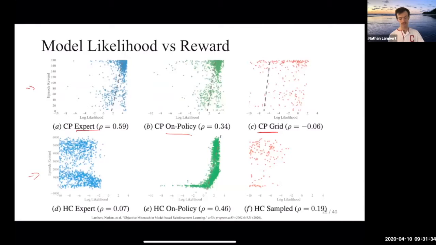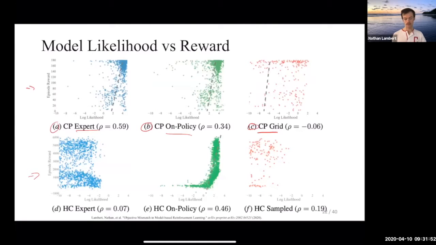So for all of these dots here, each dot represents a model that was collected in a real model-based RL trial. So we're collecting data and training a model, and we store the model for later access. And then what we do is for each model, we evaluate on three different data sets.